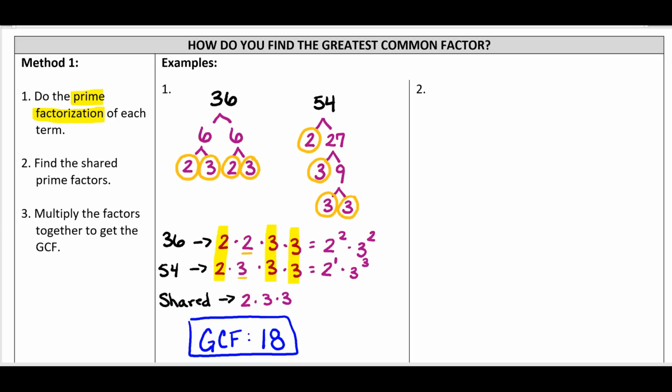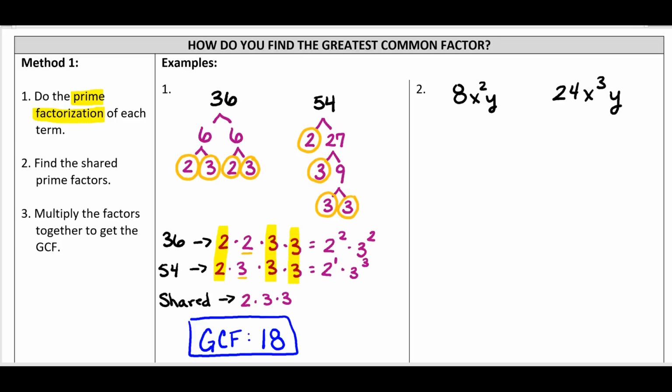So our greatest common factor, the biggest number that divides evenly into both of these numbers, 36 and 54, is 18. Now let's look at a problem that has variables. We're going to have 8x squared y and 24x to the third y.